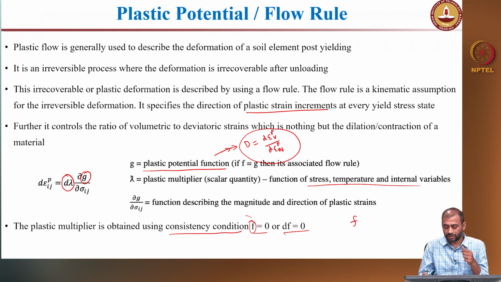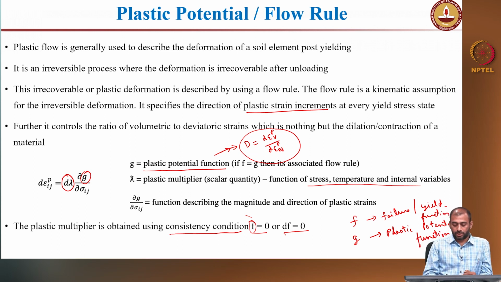F is generally defined as the failure or yield function, and G is called the plastic potential function, right. So, we try to use this consistency condition.